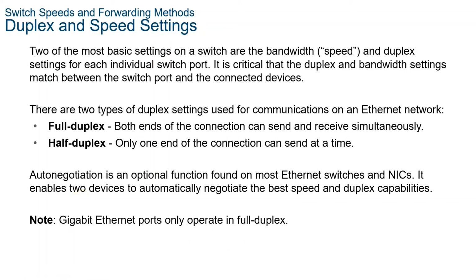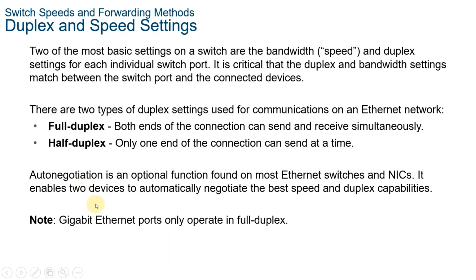The next one is duplex and speed settings. Two of the most basic settings on a switch are the bandwidth, sometimes referred to as the speed, and duplex settings for each individual switch port. It is critical that the duplex and bandwidth settings match between the switch port and the connected devices, such as a computer or another switch. There are two types of duplex settings used for communications on an Ethernet network. It could be full duplex, where both ends of the connection can send and receive simultaneously, or half duplex, where only one end of the connection can send at a time.